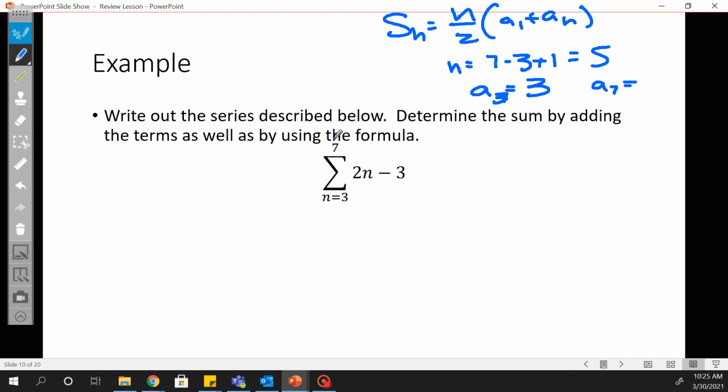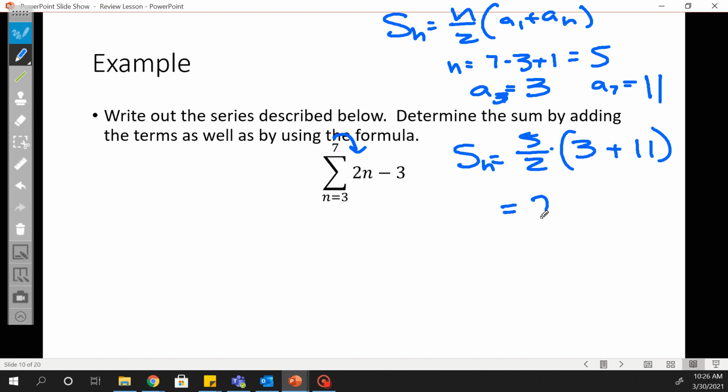The 7th term, which is where we're stopping, 2 times 7 is 14, minus 3 is 11, so we're going up to 11. We're starting at the third term, which is 3, and we're going to the 7th term, which is 11. That's 5 terms. So now I can use the formula. It's n over 2, so 5 over 2, times the first term, which is technically the third term in this case, plus the last term, which is the 7th term, 11. It's 2.5 times 14, which is 35. So the sum of those terms is 35.